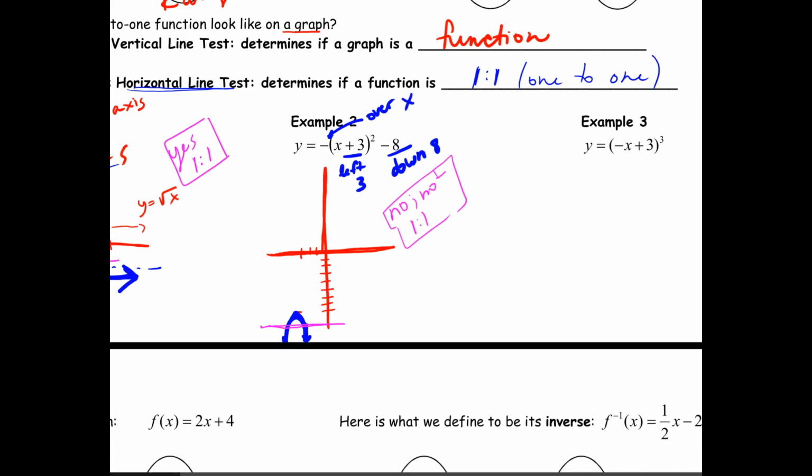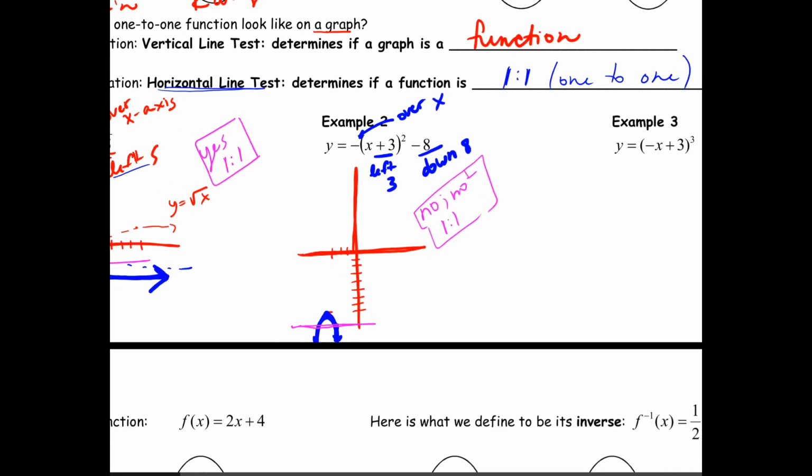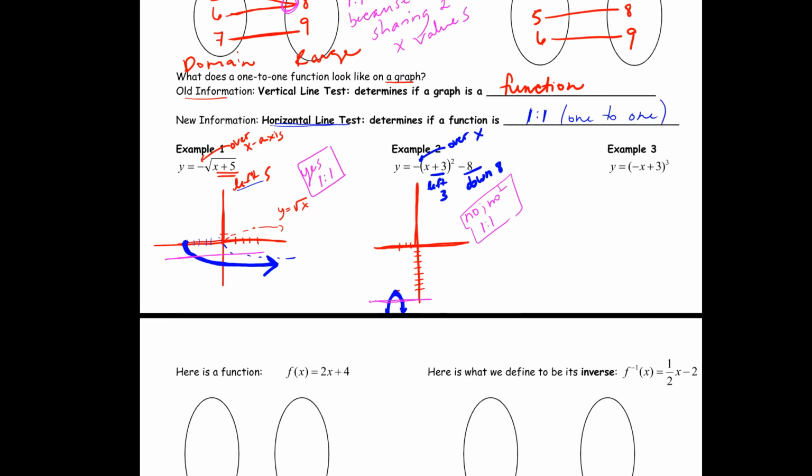Okay, let's take a look at example 3. Oh, I love example 3. This is definitely going to be a test question tomorrow. So y equals, parentheses, the opposite of x plus 3 cubed. And the test question's not going to say one-to-one. It just means how will this graph be reflected, or how would it be formed?